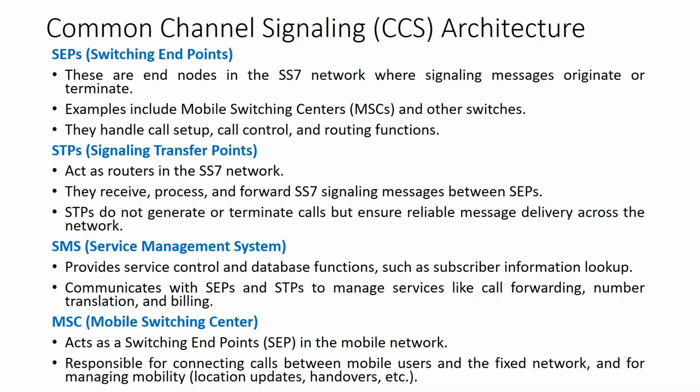The description of each point is given here. SCP is a switching endpoint, that is, the end nodes. Examples: mobile switching centers or other switches. These all come under the switching end nodes. STPs are transfer points. They receive, process, and forward the signaling messages between the SCPs or between an SCP and an STP. SMS is the service management system, which provides service control and database functions such as subscriber information lookups and location data.